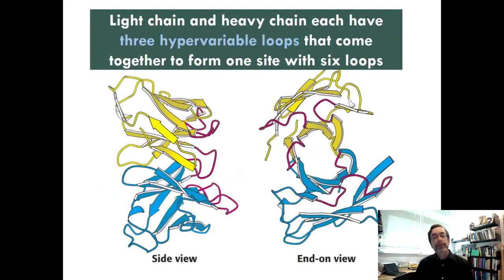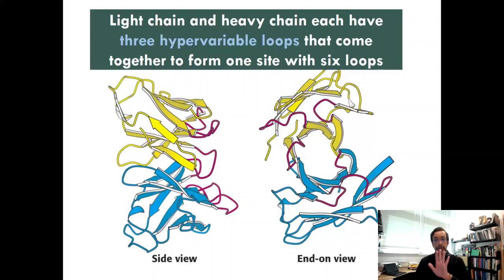So the antibody has these domains. There's 3 loops per domain, and remember, 2 domains come together to make what's in the side view. It looks like this, and it has the 6 loops that are hypervariable. They can adopt almost any amino acid, and you basically see what works. We find out what the body has found that works.